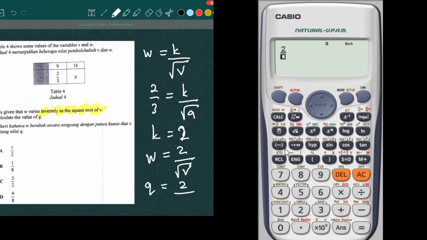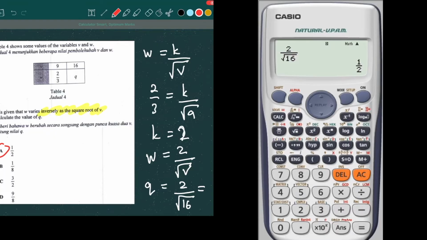So you terus dapat, kalau nak pakai calculator juga tak apa, masukkan. Okay, jadi kita masukkan 2 over square root of 16. So dapat 1 over 2. Okay, nampak terus jawapan 1 over 2, A. Alright, siap. Okay, more question on variation.